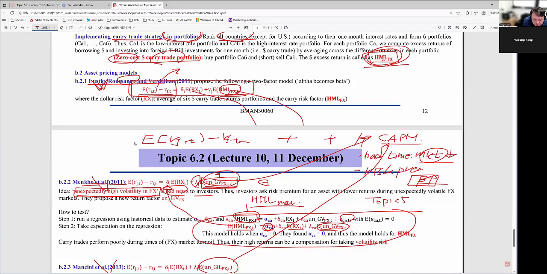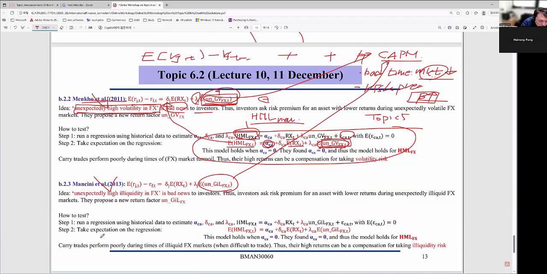In this topic 6.2, unfortunately, sometimes this is not a return. This is just the unexpected change in volatility. Or the following one, this is the unexpected change in illiquidity. It's not a return. It's not an asset traded in the market. So you need to mention briefly, this one should in fact be the return on the factor mimicking portfolio. If you mention that, that's perfect.